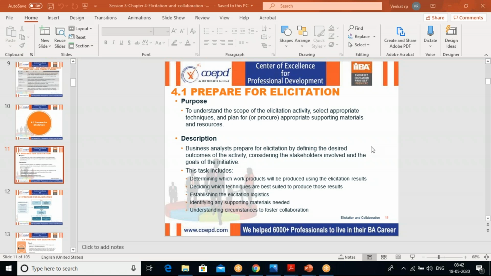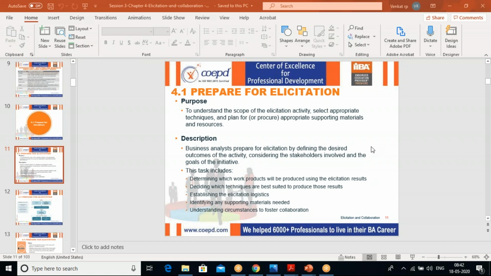That means, what is the result of doing an elicitation? We should first understand what we are going to get out of this elicitation, and what information we should extract from the concerned stakeholders. We need to understand that outcome first, and based on it we have to plan our procedure. While planning, there are many elements involved, which we are going to discuss.